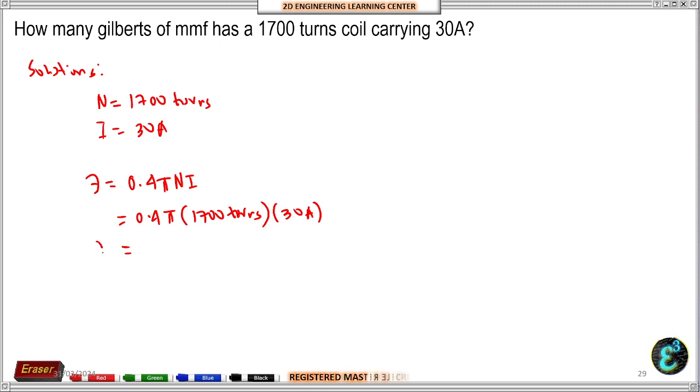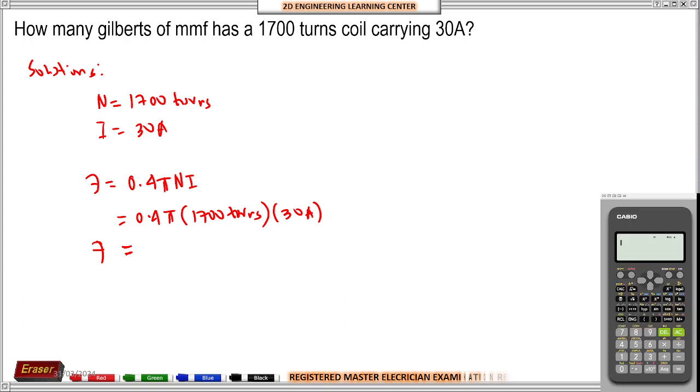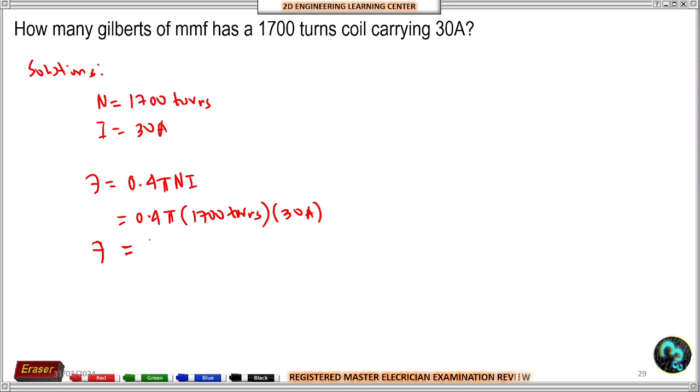So for the correct answer for this one, kailangan natin ng calculator, kasi kailangan natin kunin yung value ng pi. So 0.4, shift to 10 to the x, which results in pi yung maglalabas sa calculator, times 1,700 times 30 amperes. So this is equal to 20,400 pi. So para maging decimal ito, i-click nyo yung SD na button. So that is 64,088.5, and the unit is in Gilberts. Okay. So ito na yung magiging answer.